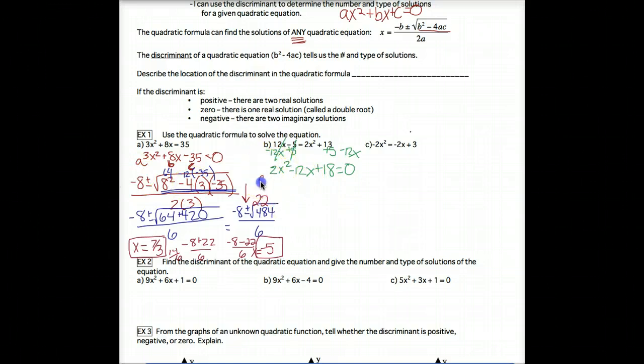So a is in front of the squared term here, so it's 2. B is in front of the plain x term, so negative 12. And c is my constant, which is positive 18. So now plug it in.